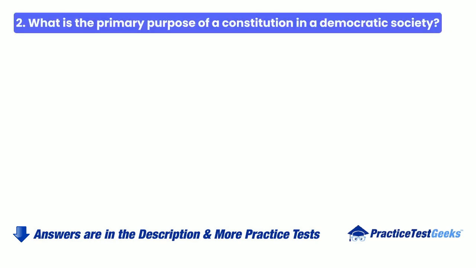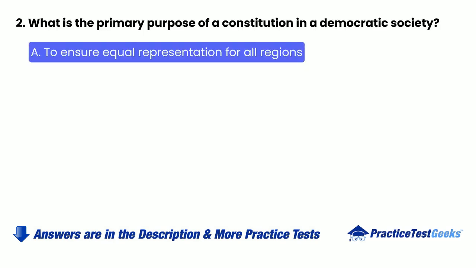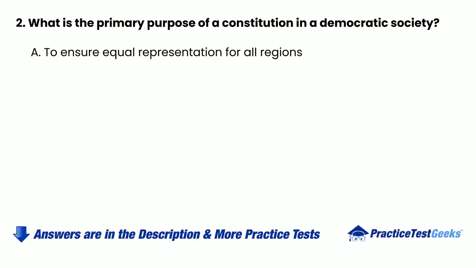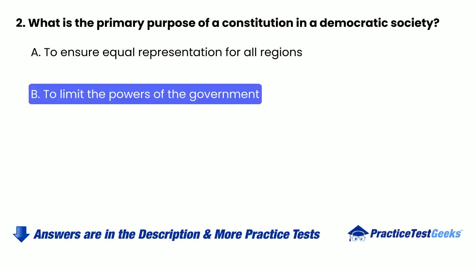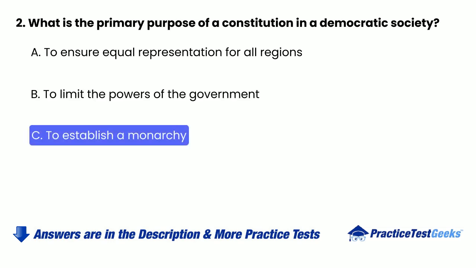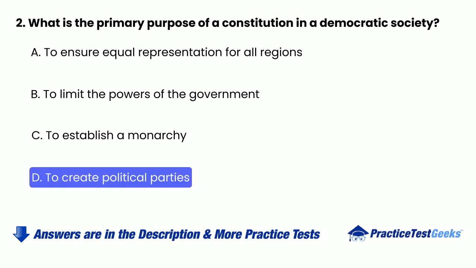2. What is the primary purpose of a constitution in a democratic society? A. To ensure equal representation for all regions. B. To limit the powers of the government. C. To establish a monarchy. D. To create political parties.